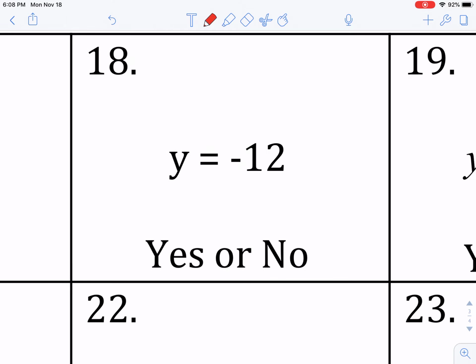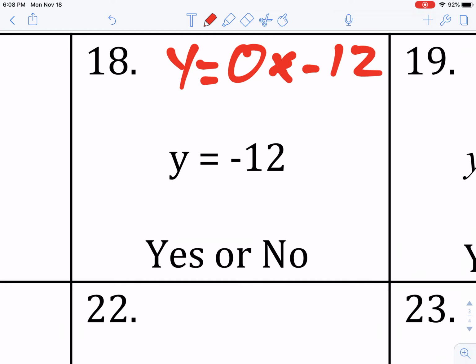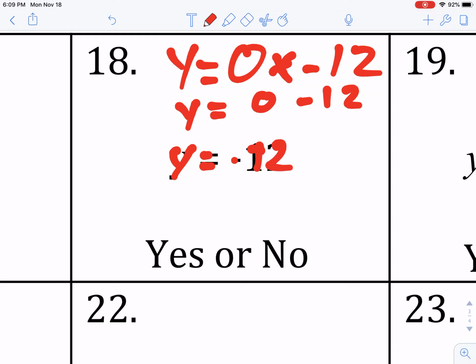Now, number 18 is a little bit tricky for a lot of people, so I'm just going to write this out. If I wrote the equation y equals 0x minus 12, it would be the same actual problem. The reason is 0 times x is simply going to be 0, because 0 times anything is 0. So then I have 0 minus 12, which is going to give me y equals negative 12. And so this is a yes. Yes, it's written in slope-intercept form, even though it doesn't have an m or an x.